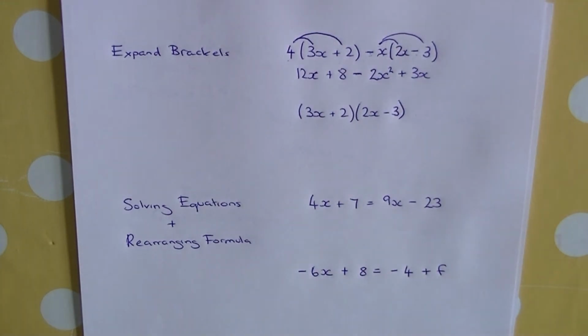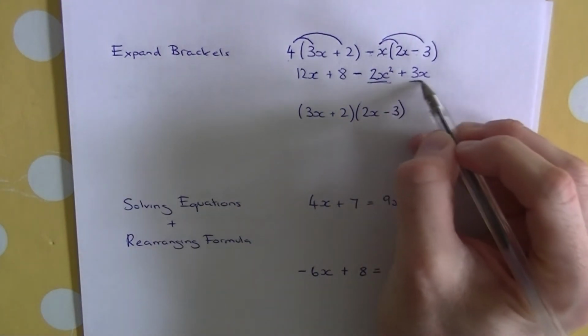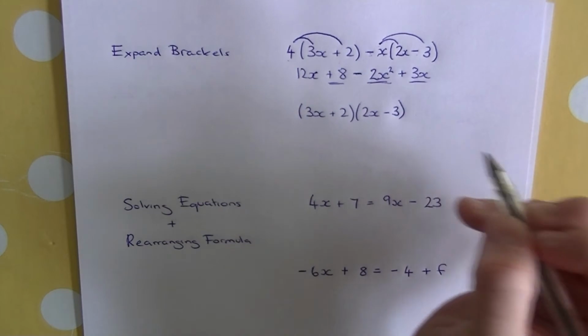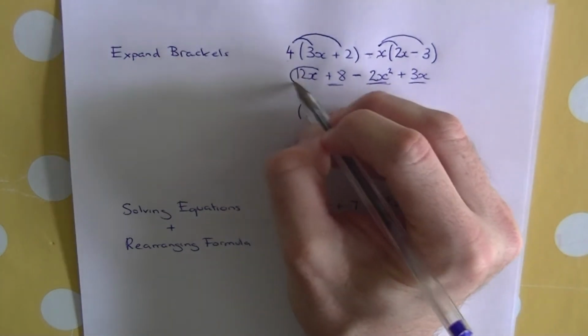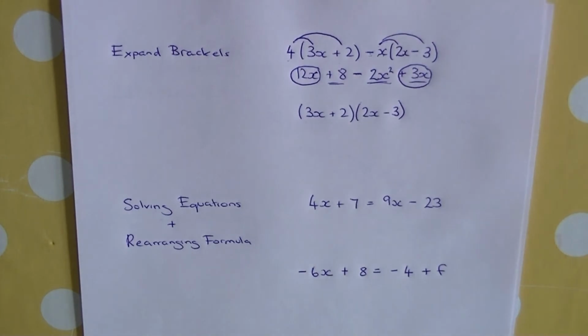It'll often ask you to expand, then simplify. If you're simplifying, just be careful here. x squareds are different terms to x's, which again are different to numbers. So the only terms that can come together here are the 12x plus 3x. So in your answer, I'd expect you to do 12 plus 3, which is 15x.